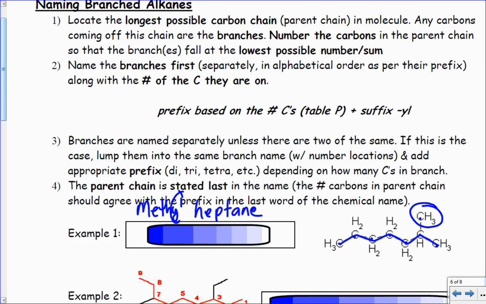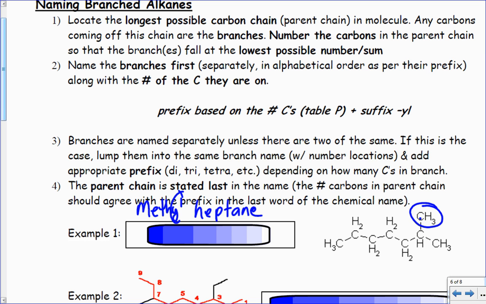The other thing I need to know, though, is where that methyl is. Is the methyl on this carbon, or is it on this carbon? I need to be able to tell, so there's a roadmap. So here's how I do it. The rule is, whether it's stated above or not, this is my rule that I always learned. The methyl has to be on the lowest number carbon it could be.